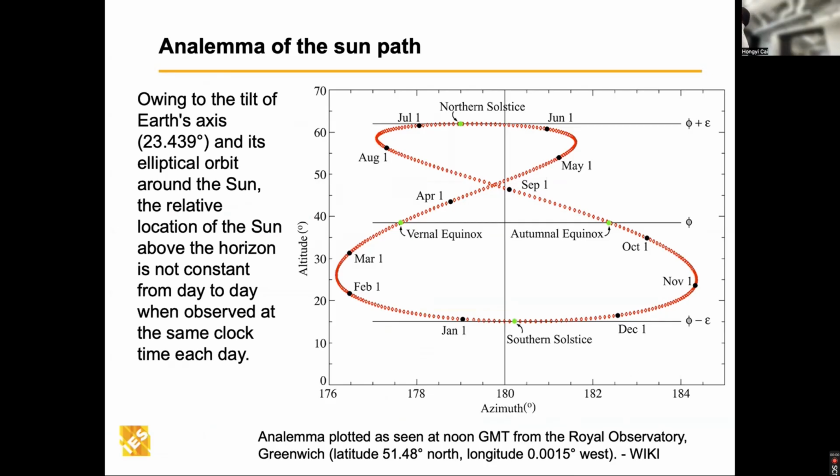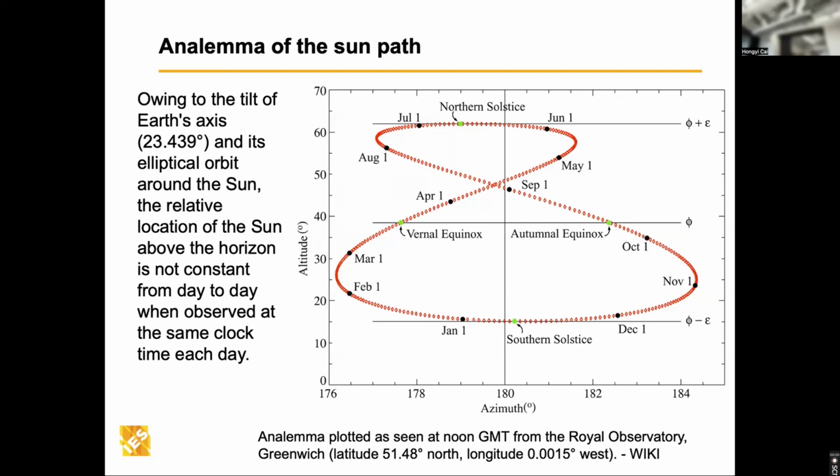sun-path movement of the sun during different months at the same time. For example, this is an analemma probably seen at noon. You should see this at the same time, but on different days, from the Royal Observatory, Greenwich. So you see, January 1st, your sun is right here at noon. February 1st at noon, your sun is moving to this position. March 1st, your sun moves to this position. So basically, through the year, your sun position changes on different days at the same time.